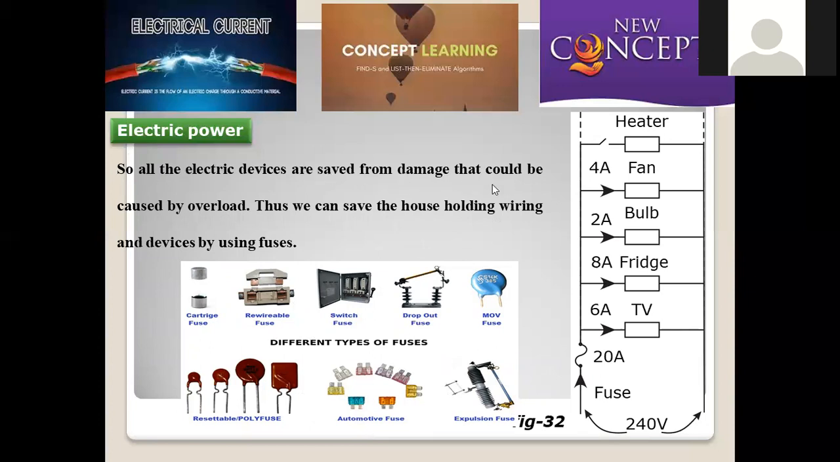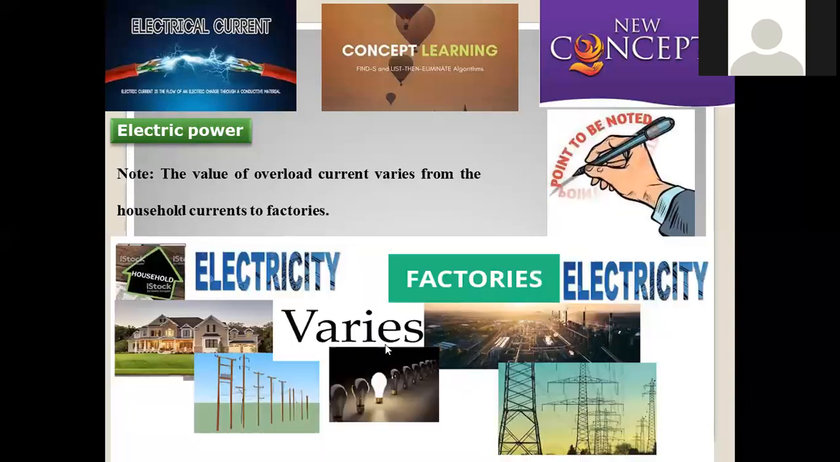All electronic devices are saved from the damage that could be caused by overload. Thus, we can save the household wiring and devices by using these fuse wires. So it will save us, right? So this is the important condition we have to know. The point to be noted.